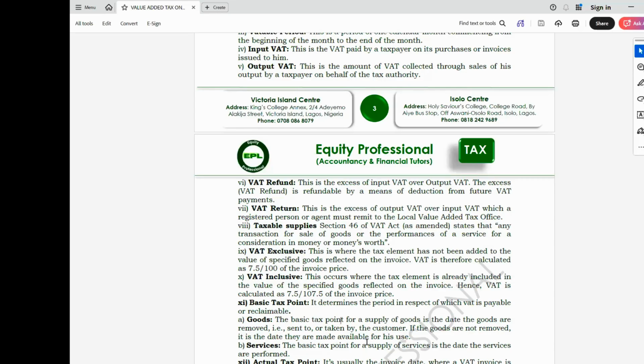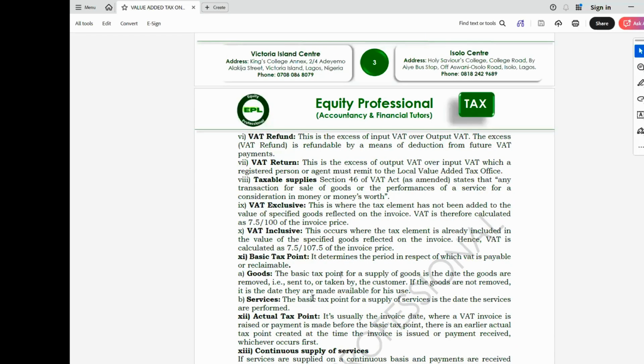For goods, the basic tax point is the day the goods are removed. So if you sell an item, whenever that item is removed from your warehouse, it is expected that value added tax becomes due on that item. While for services, the basic tax point is the date the services are performed. So whenever you have performed the services, the value added tax becomes due as far as the value added tax is concerned.